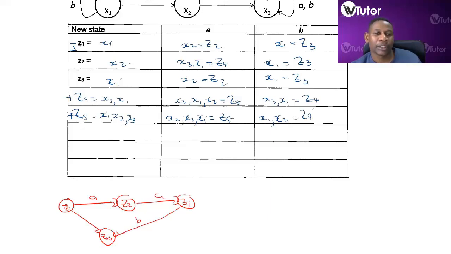Z3 with an A, you go to Z2. With a B, you go to Z3. Z4 with an A, you go to Z5. With a B, you stay in. So there was a mix-up here. This is supposed to be going over here. So with a B, you stay in over there. Then Z5 with an A, you stay in Z5. With a B, you go back to Z4. Only these two are now final states.